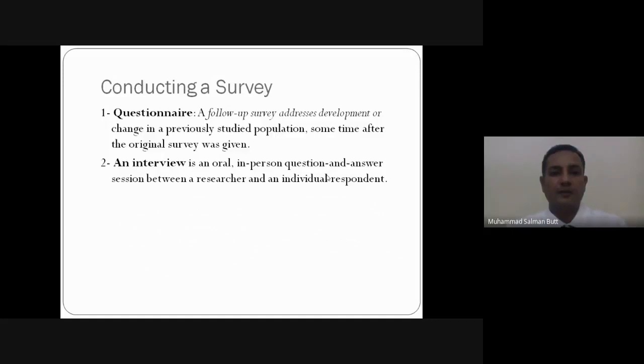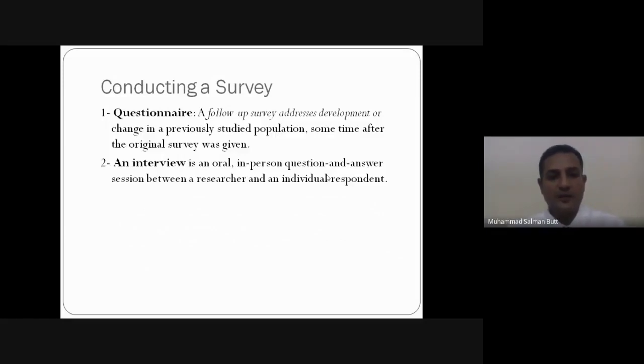And there are ways of collecting the data. Now, after understanding the types of survey research, you are going to choose how you are going to collect the data. So you are clear now about your research design, whether it will be a cross-sectional study design or a longitudinal study design. In both cases, you can use a questionnaire and you can use an interview. So these are the mediums for you to collect the data.